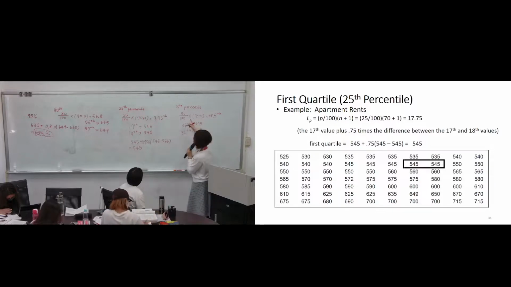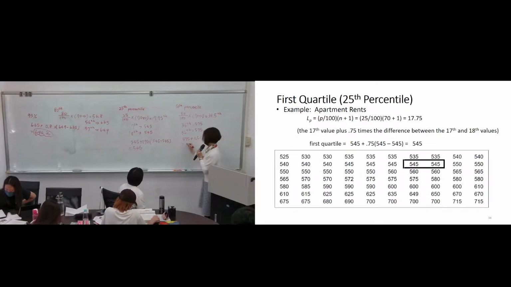Then according to the formula, we should add 575 to 0.5 times the difference between these two values, and it is still 575. How about the 75th percentile?